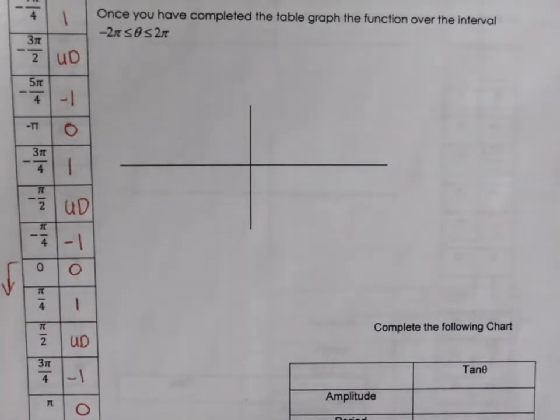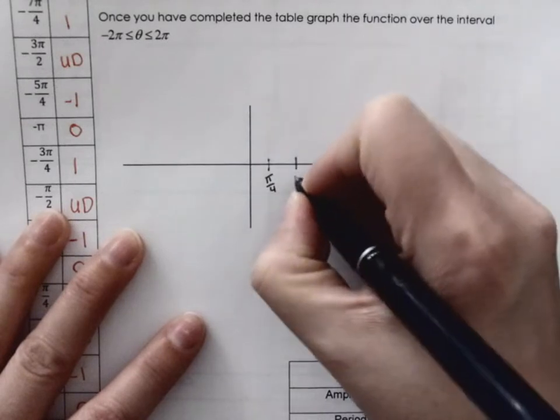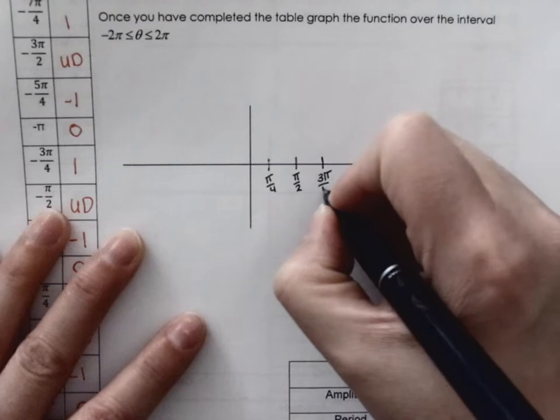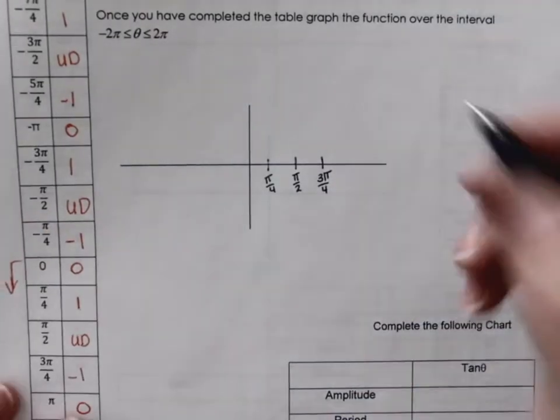So let's talk about my increments. First of all, what's my period? Can you tell from the table? Okay, let's go up by quarter pies. That would make the most sense. Everybody with me on that one? So quarter pies. Yes, but this one's a little bit different because it's not a sinusoidal function.